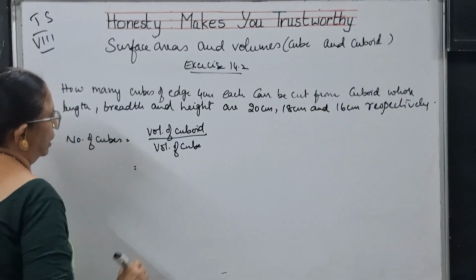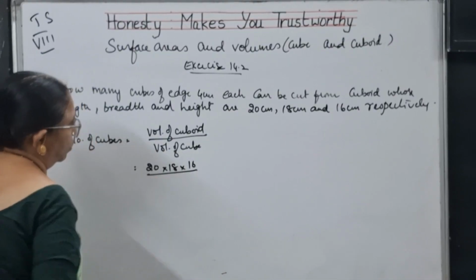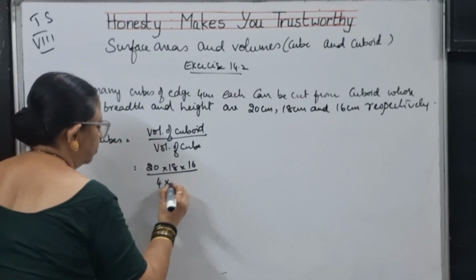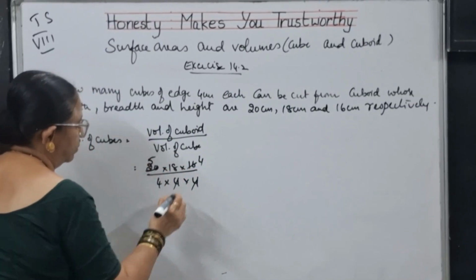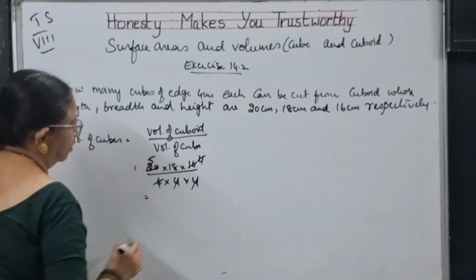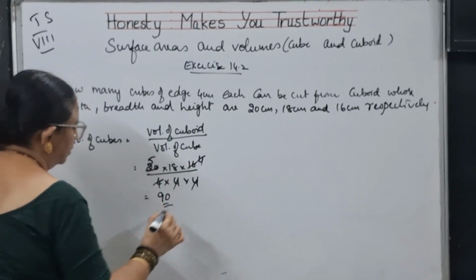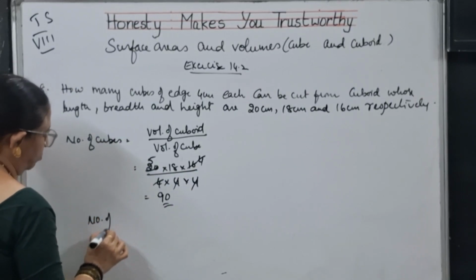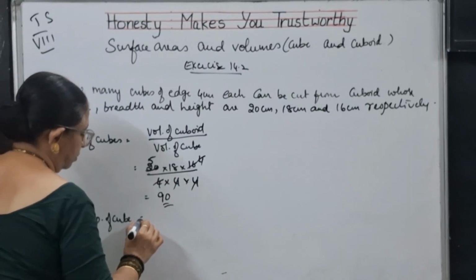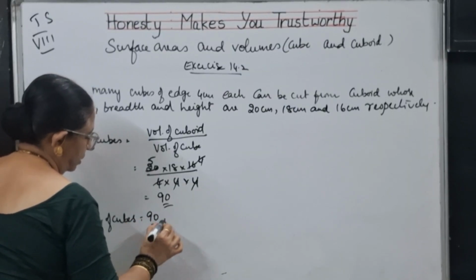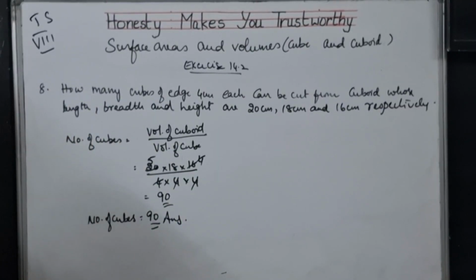So, volume of cuboid is length into breadth into height, 20 into 18 into 16, divided by the volume of cube, 4 cube, 4 into 4 into 4. 4 ones are 4, 4 fives are 20, and 4 and 4 will get cancelled. Then how much is it? 90. So the number of cubes is equal to 90. 90 cubes can be cut from it. Please note it down. This is the eighth sum.